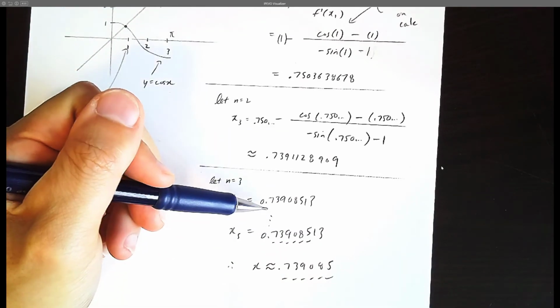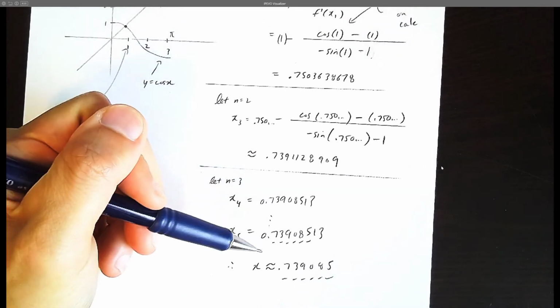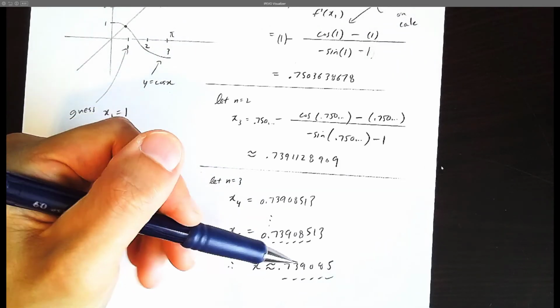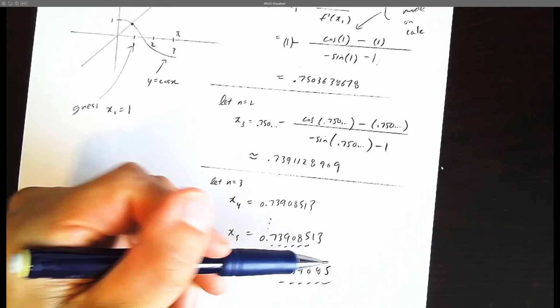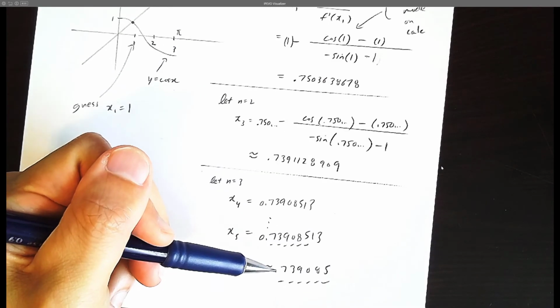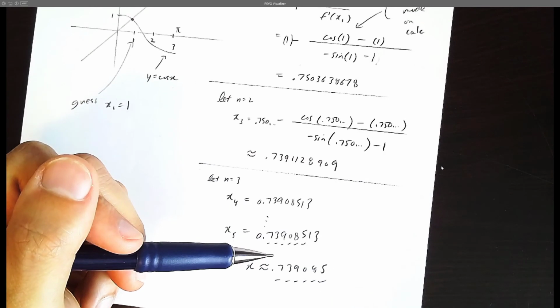Now if you count these first 6 decimal numbers and these first 6 decimal numbers, you realize that they're the same. Make sure that you round the last digit properly. It rounds down to a 5. So we have, therefore, 0.739085 is the correct root.